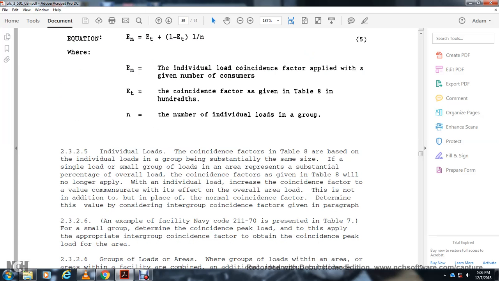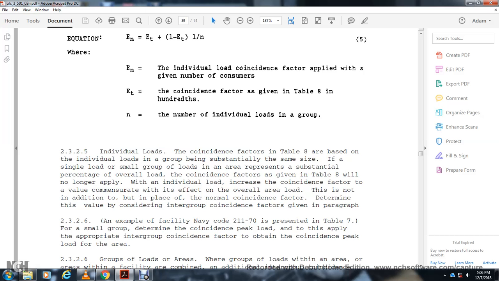Being substantial for the same side, if a single load or a small group of loads represents a substantial percentage of the overload, the coincident factor given in Table 8 will no longer apply to the individual loads. Increase the coincident factor to account for the common straight effect of the overall area load. This is not an additional factor but is in play with the normal coincident factor to determine the value of the intergroup coincident factors given in the paragraph.